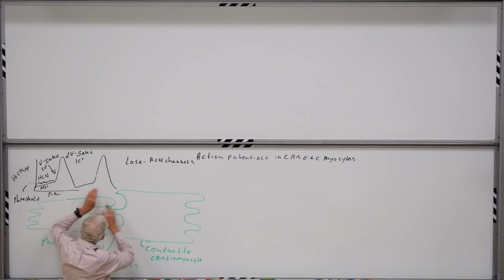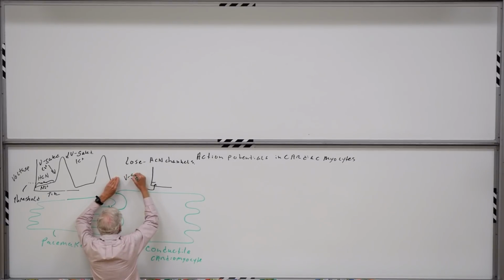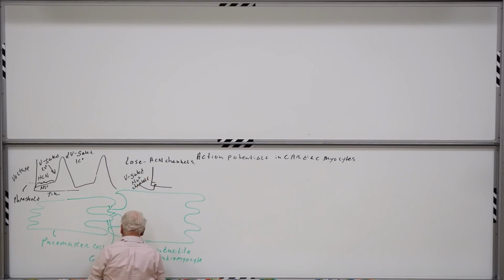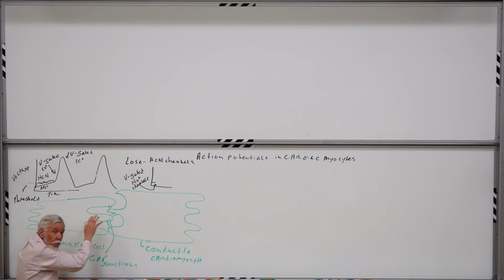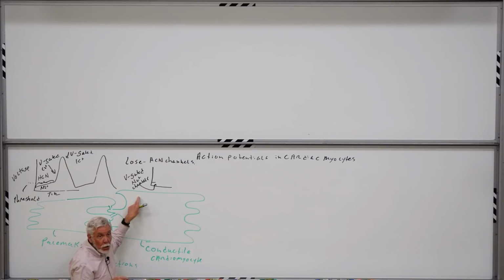And as we move farther and farther away, we begin to see the introduction of a new set of channels. These are the voltage-gated sodium channels. The pacemaker cells lack these voltage-gated sodium channels, but as we move farther and farther away, we begin to replace the HCN channels with the voltage-gated sodium channels, so we get a much more rapid rise of the action potential.